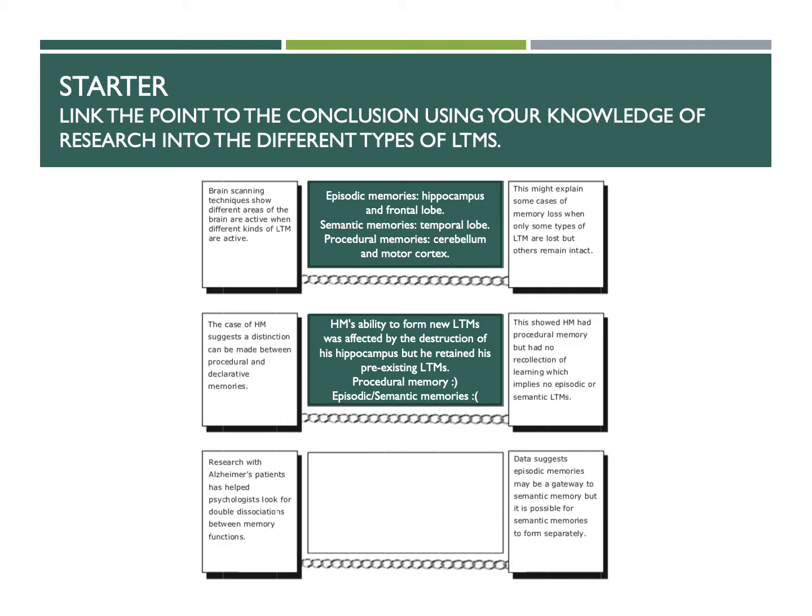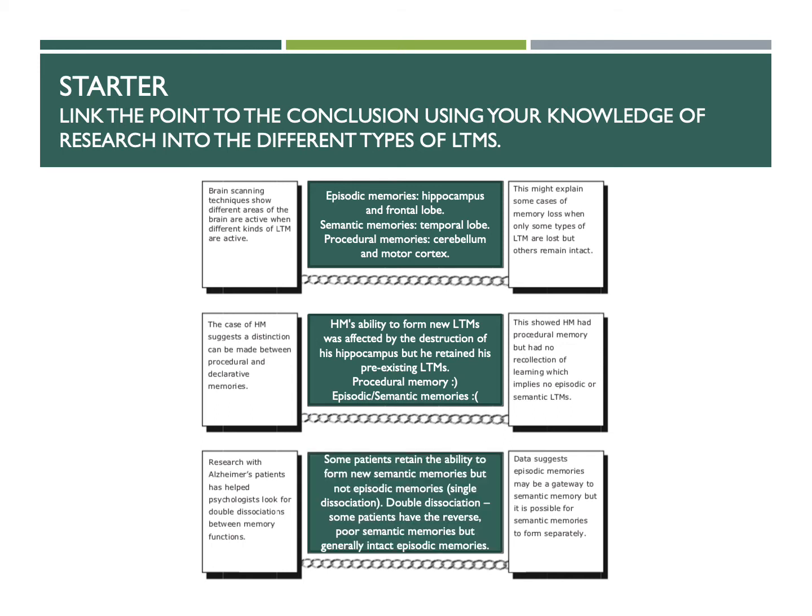was about Alzheimer's patients and how there's this double dissociation. So all dissociation means is that there's a separation between two different abilities. So what researchers found is that some patients retain the ability to form semantic memories, but not episodic memories. So this is a single dissociation. It's a separation between two abilities. One ability being able to form semantic memories, one of the other being able to form episodic memories.